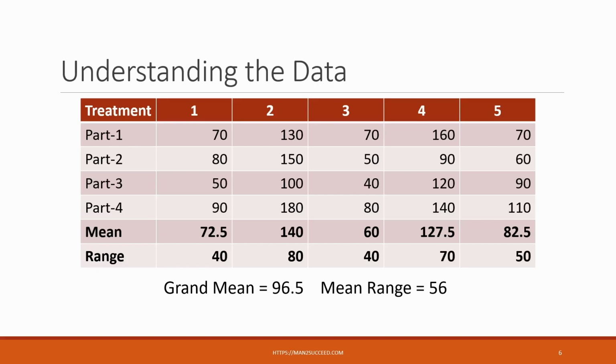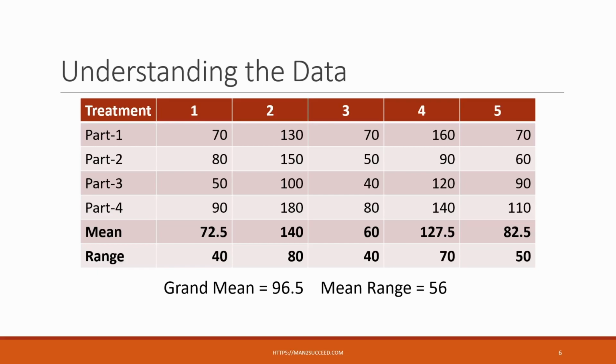So here we have sample data which is given. 5 treatments we are making, and for each treatment we take about 4 parts. We will calculate the mean: 72.5 for the first one. Second treatment it is 140. Third treatment it is 60. Fourth treatment it is 127.5. Fifth treatment 82.5.